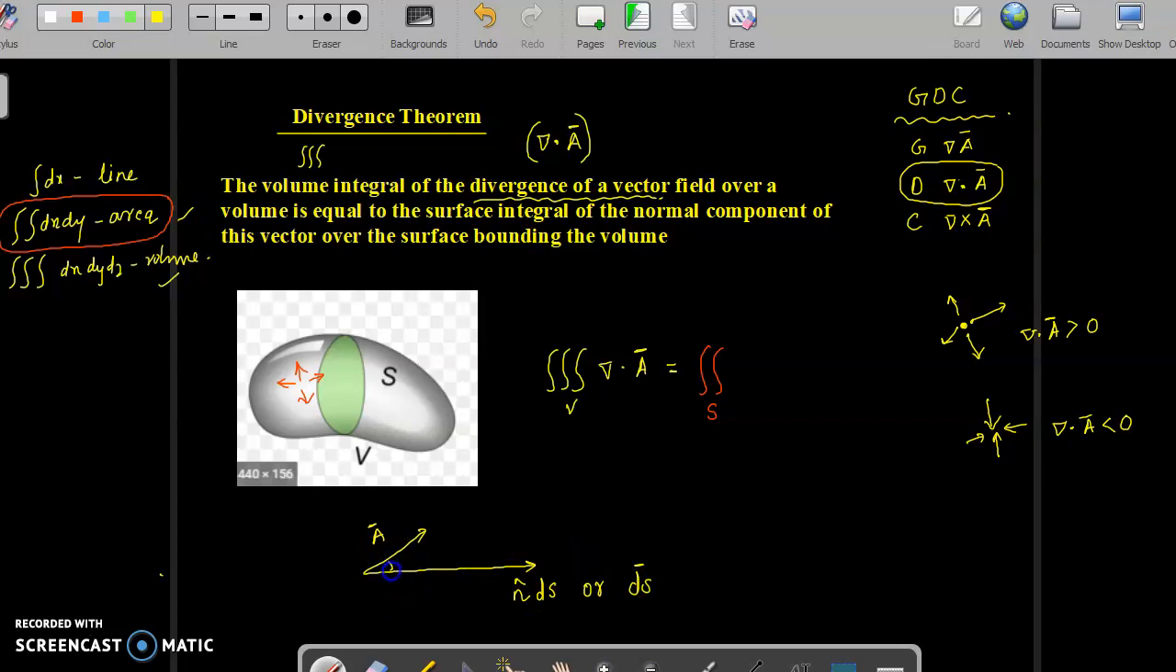So this is angle theta. If you take the component of the A vector which is normal to the surface, it is vector A dot n cap. So we can write down the surface integral of A dot ds. So this is the divergence theorem.